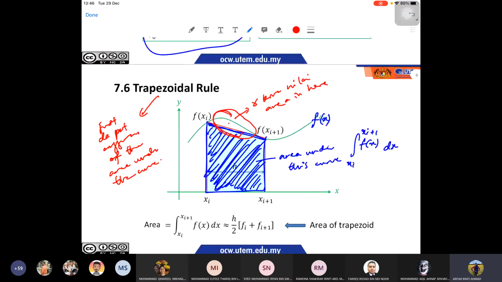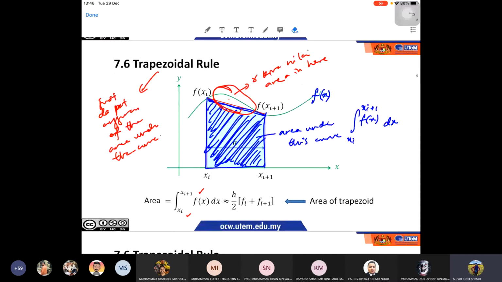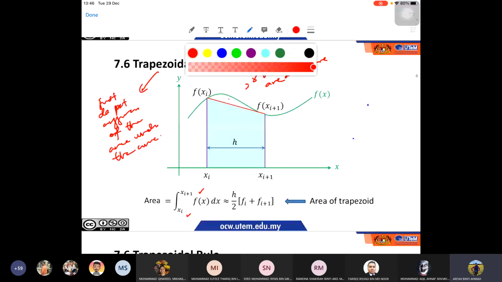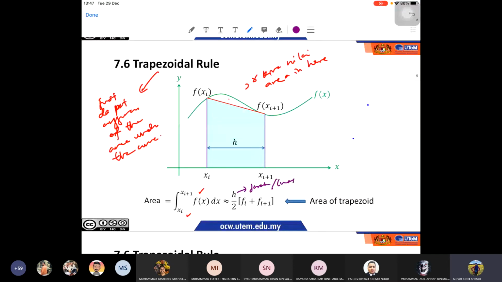Dan kalau guna trapezoidal rule, dia punya area integration from xi up until xi plus 1, f(x) dx, dia akan hampir, kita ada simbol this one, that is approximate, menghampiri kepada h per 2 darabkan dengan fi tambah fi plus 1. So what is your h per 2? In this case, h adalah jarak antara xi to xi plus 1. So that is your h here.